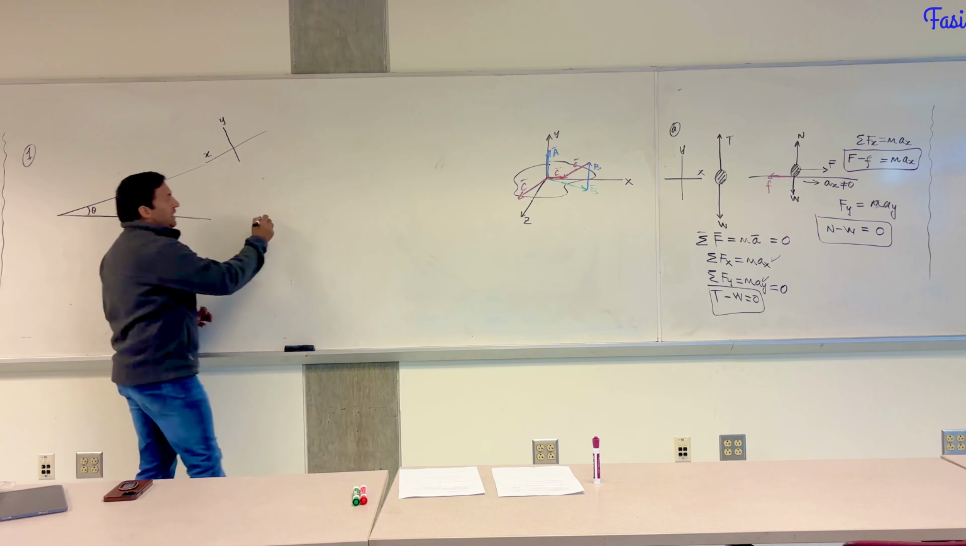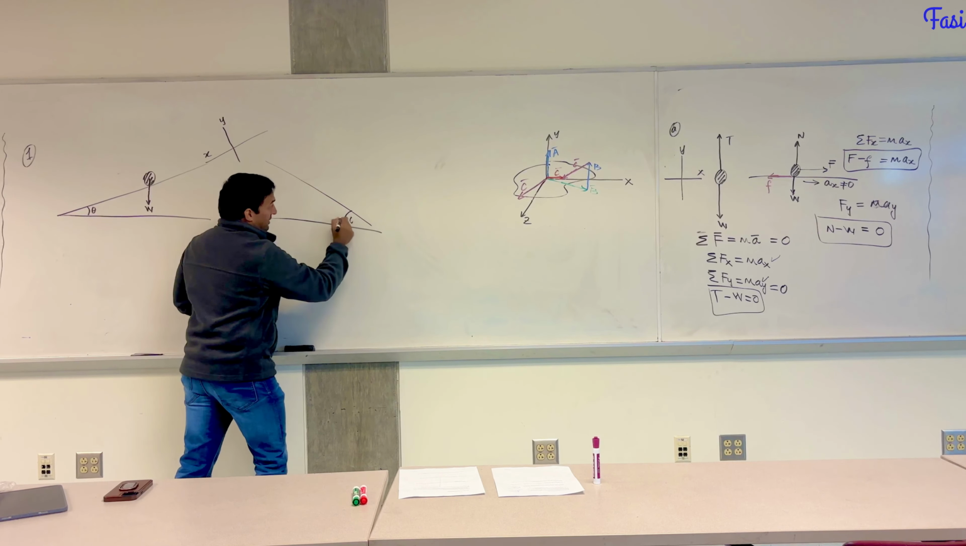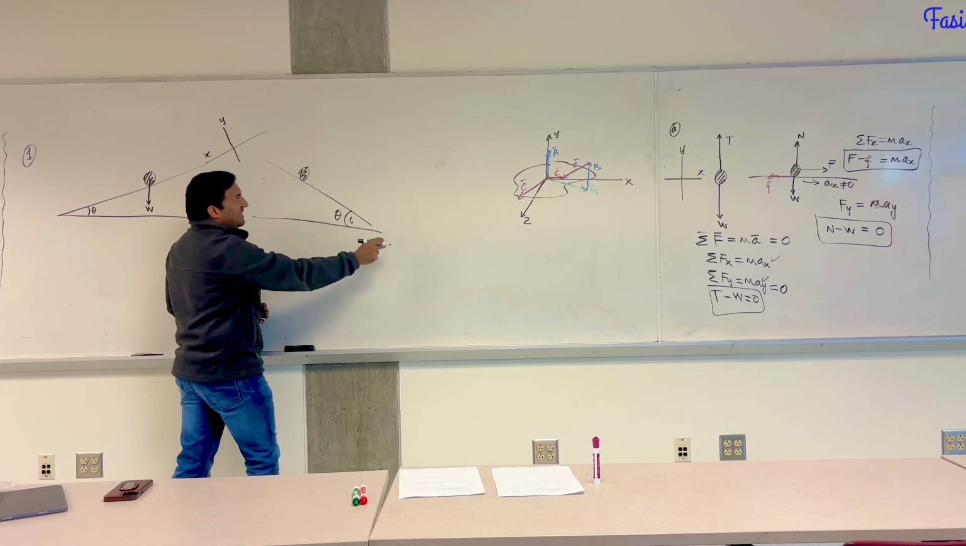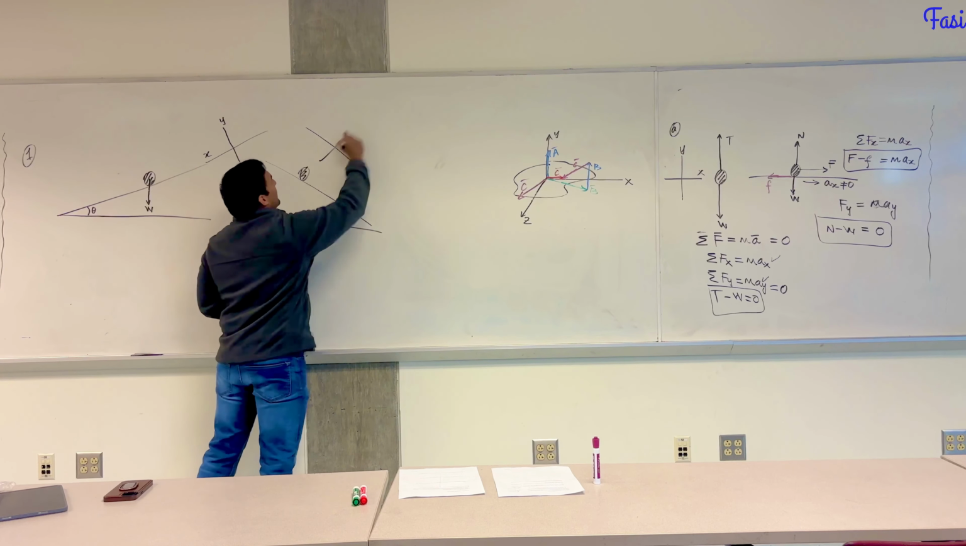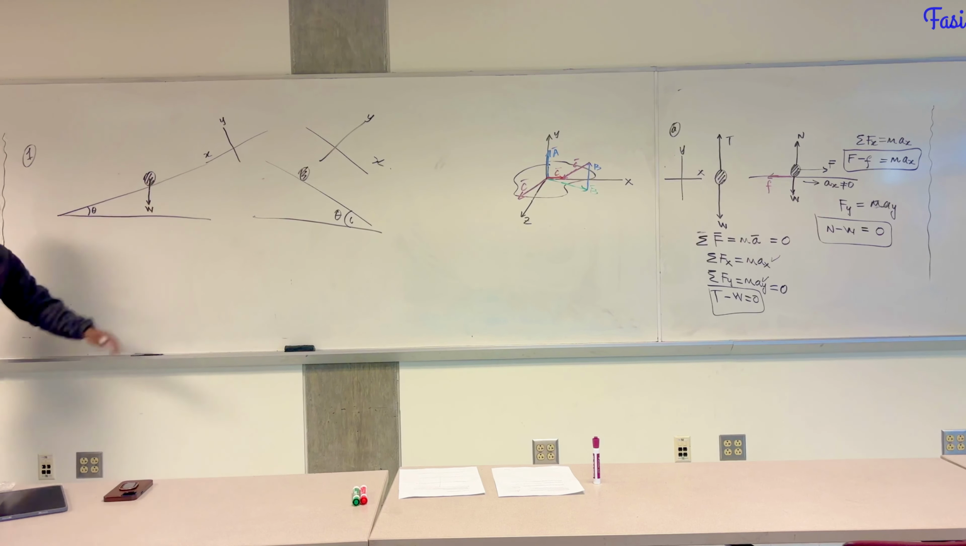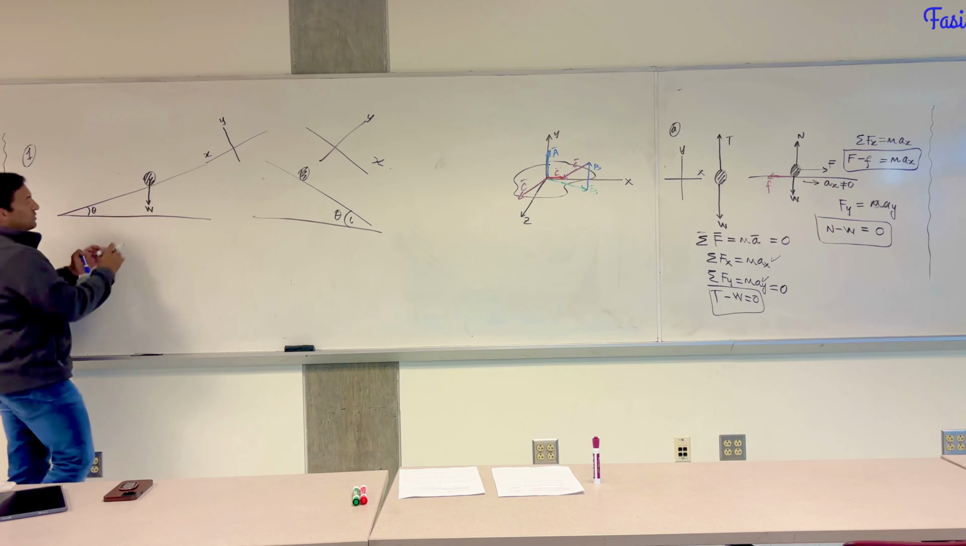You could have equally well made this diagram like this. This is angle theta, this is the bicycle, and it's moving this way, and in this case this would be my positive y, this would be my positive x, and these both should give you the same answer. So this choice is purely yours. There's no hesitation in that. So let's go with this one.